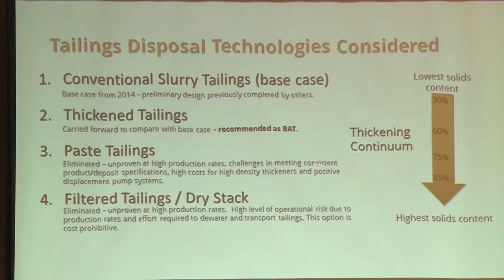The next technology is paste, which is another thickener but a little different design, with longer duration and more effort, and you can get a paste at 75% solids. And if we change technology and use a filtering process, we can reduce the moisture content in the tailings to 85% solids, and that's what was considered the dry stack, where you actually haul that material and place it as a soil.